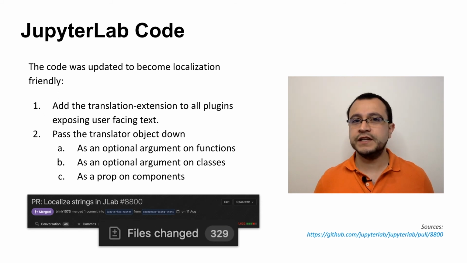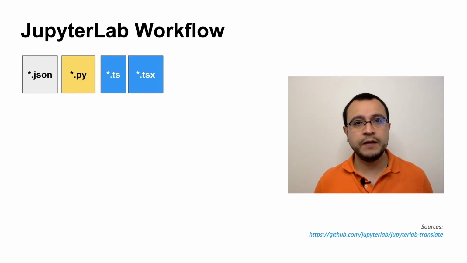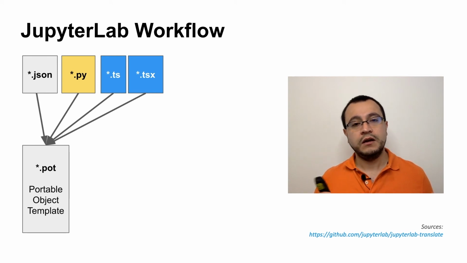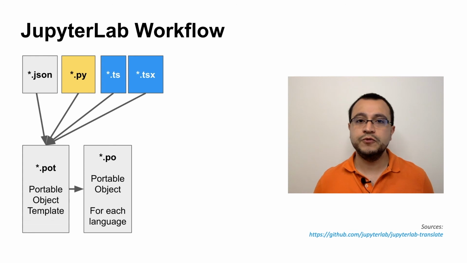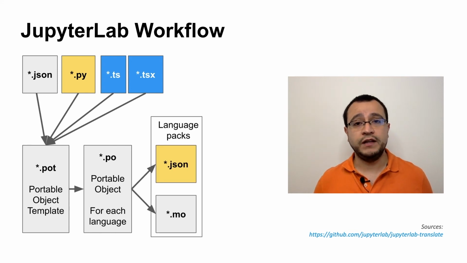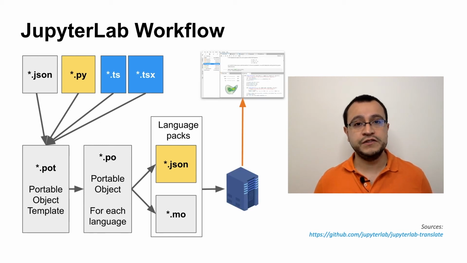Now, as promised, let's take a look at the resulting workflow. With the code adapted in Python and TypeScript files, we start by extracting the different strings into a POT file, a portable object template. From this, we go into a PO file, which is basically a catalog for the target languages that we want to use. Finally, we compile these catalogs into a JSON file and an MO file, a machine object file. The JSON file is served to the front end, and the MO file is used directly on the server by server-side extensions.